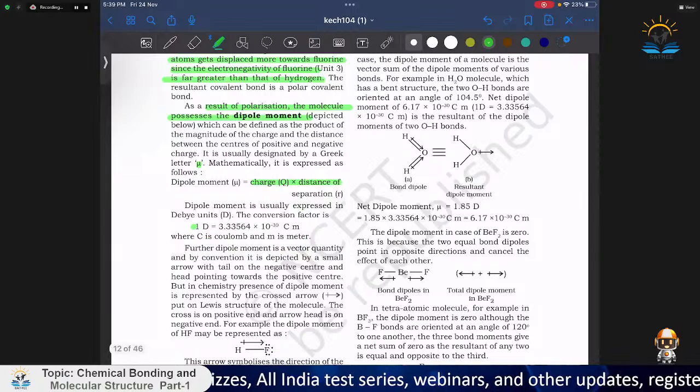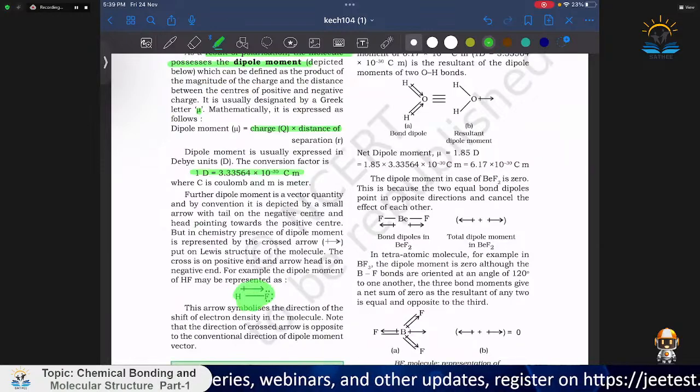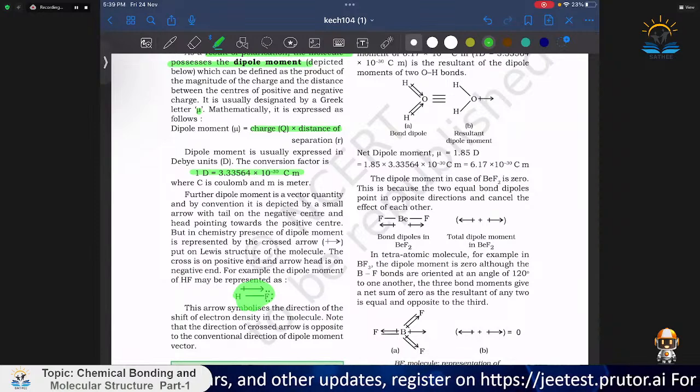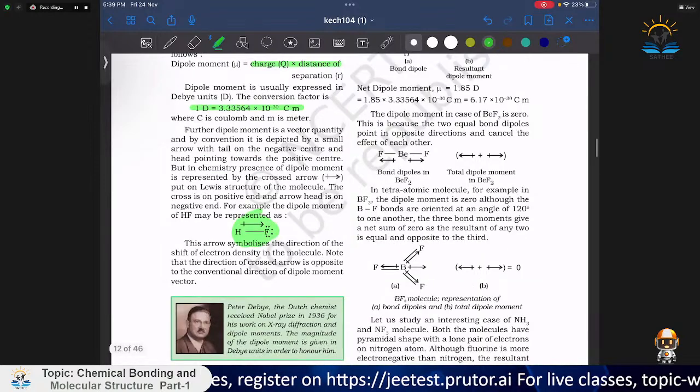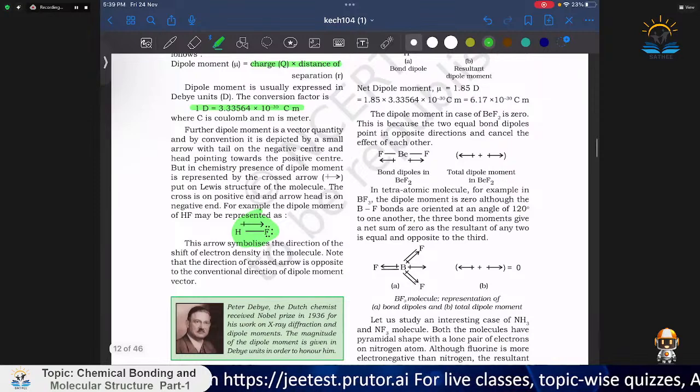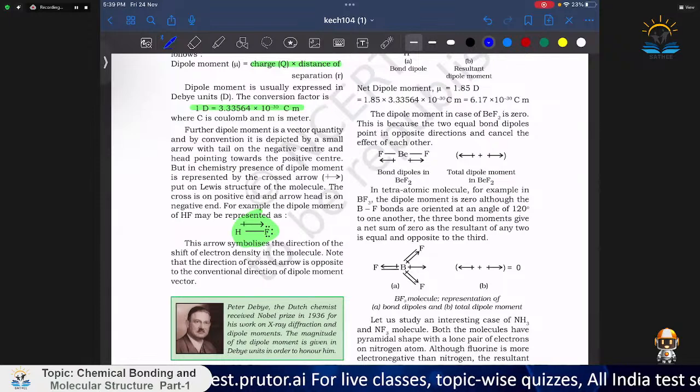Note that the direction of the crossed arrow is opposite to the conventional direction of the dipole moment vector. Usually, the dipole moment vector in physics is towards positive, but in chemistry, we draw a crossed arrow which is towards the negative. Peter Debye was the one who discovered this dipole moment. He worked on it, so the unit Debye was named after him.